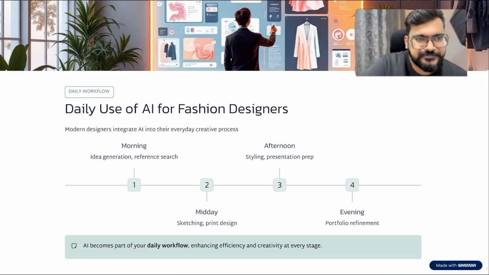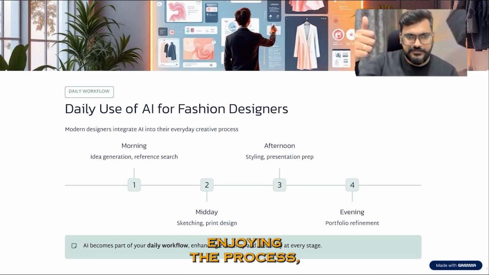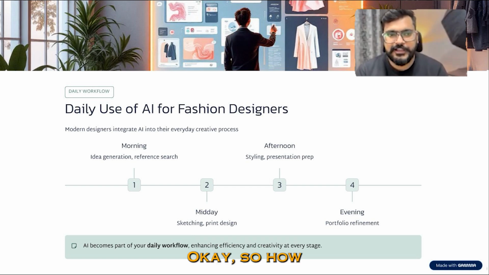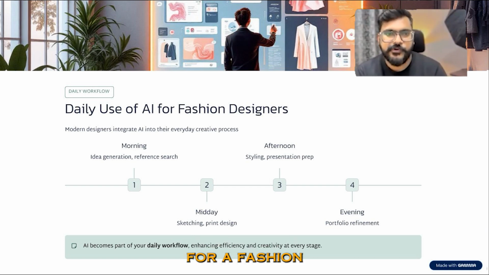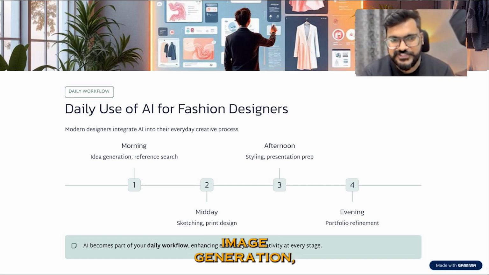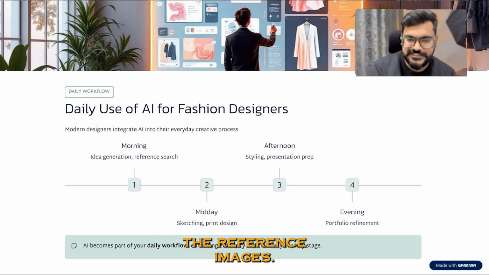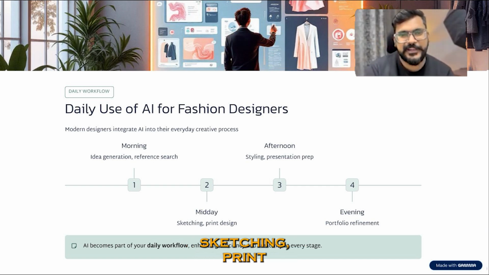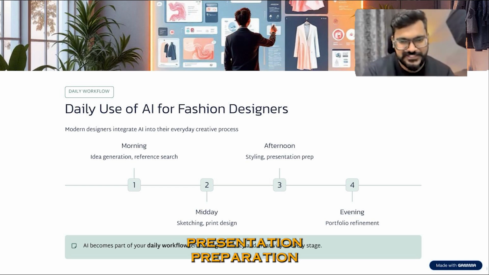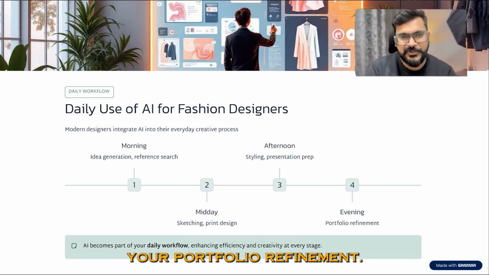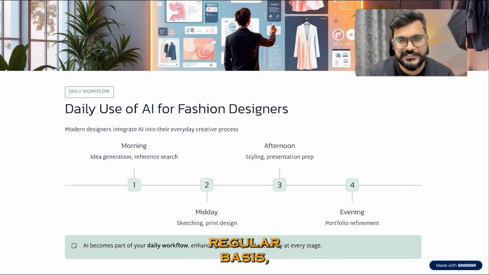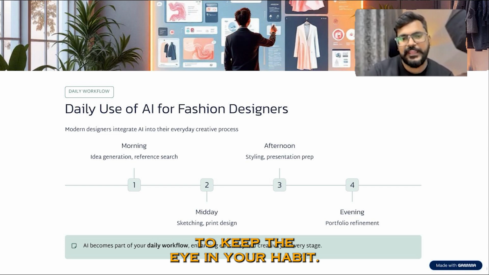Okay. You guys are learning, enjoying the process, not getting bored. Okay. So how can AI be used on a daily basis by a fashion designer? I've just kept an activity: in the morning you start working on image generation and finding reference images. Second, you do sketching and print designing through AI, and in the afternoon you do some styling projects and presentation preparation. In the evening you can do your portfolio refinement. This is just a fun activity. You can take a screenshot and try it on a regular basis, because I want you to keep AI in your habit.